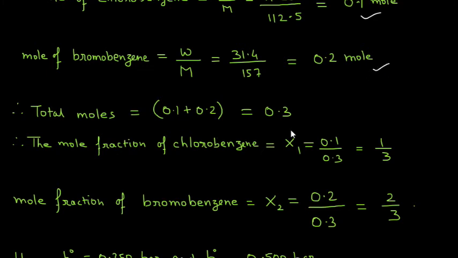Total moles is equal to 0.1 plus 0.2, that is 0.3 mole. The mole fraction of chlorobenzene X1 is equal to 0.1 upon total moles. So 0.1 upon 0.3, that is 1 by 3. Mole fraction of bromobenzene X2 is equal to 0.2 upon 0.3 is equal to 2 by 3.